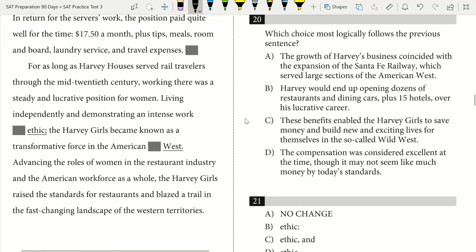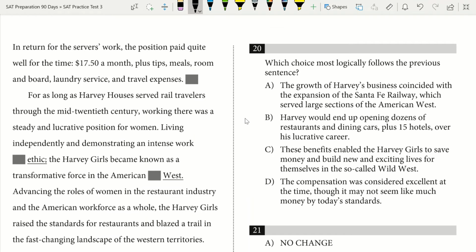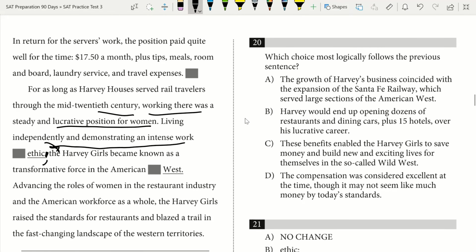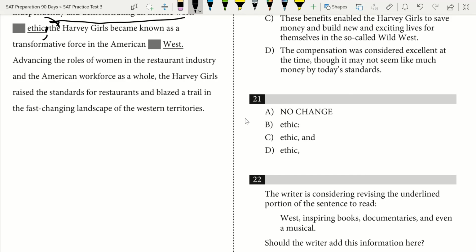All right, so now we've got, in return for the server's work, the position paid quite well for the time, $17.50 a month, plus tips, meals, room and board, laundry service, and travel expenses. For as long as Harvey houses served rail travelers throughout the mid-20th century, working there was a steady and lucrative position for women. Living independently and demonstrating an intense work ethic, comma, that's a dependent introductory clause. And then we have the Harvey girls right there, so that would be what we're looking for after ethic. It should just be a comma, so our answer for 21 should be D.